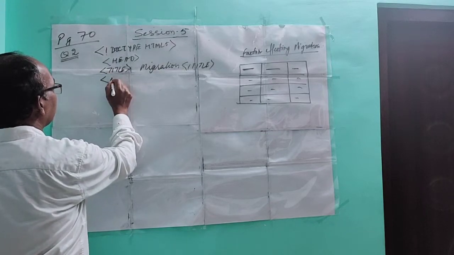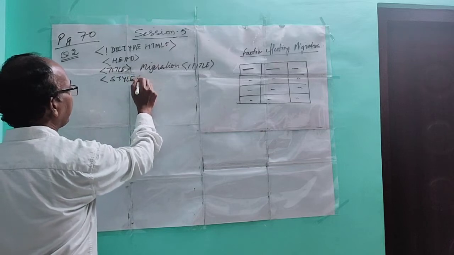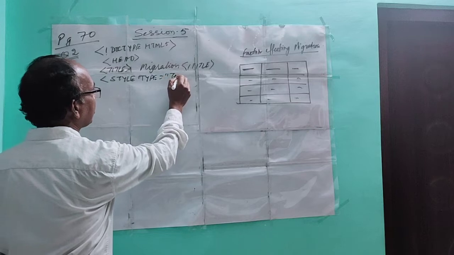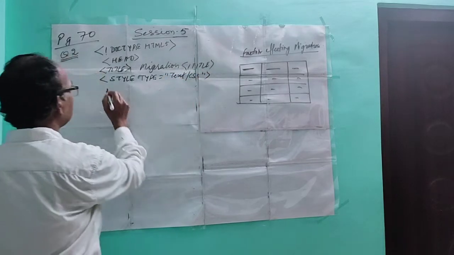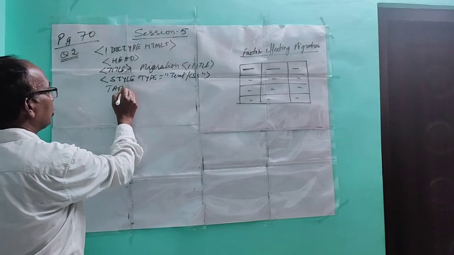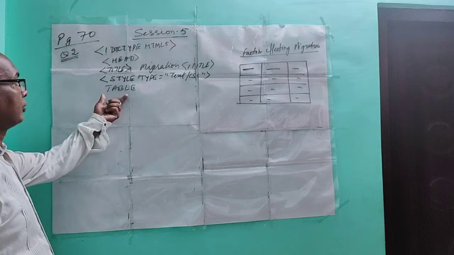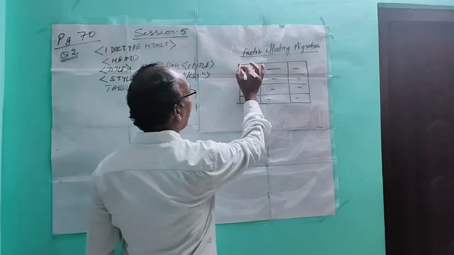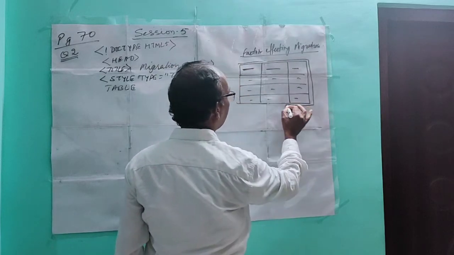Next, we go for the style, style type text/CSS, then table. So to draw a table border, we have to write the table first. If you don't write the table here, then this border will not appear. This border will not appear. You can try it at home.